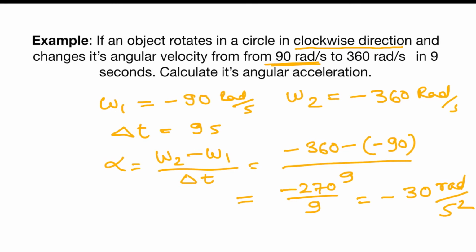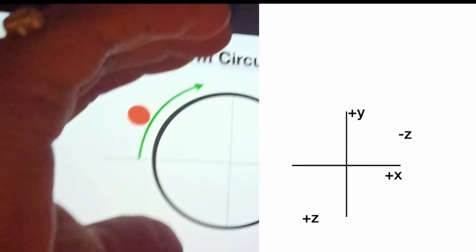Or in other words, the angular velocity is increasing in clockwise direction at a rate of 30 radians per second in each second. And the direction of angular acceleration as per right hand thumb rule will be in the negative z direction. And this direction of acceleration is same as the direction of angular velocity, because in this case the angular velocity is increasing in clockwise direction.